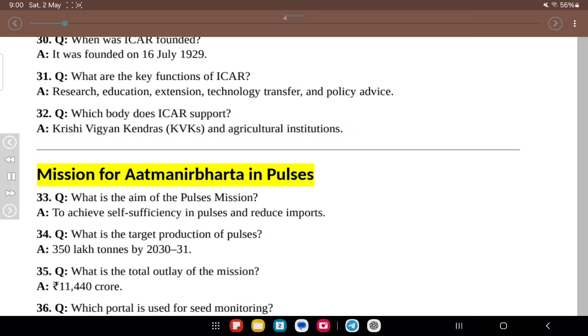Mission for Atmanirbharta in pulses. 33. Q. What is the aim of the pulses mission? A. To achieve self-sufficiency in pulses and reduce imports. 34. Q. What is the target production of pulses? A. 350 lakh tons by 2030-31.